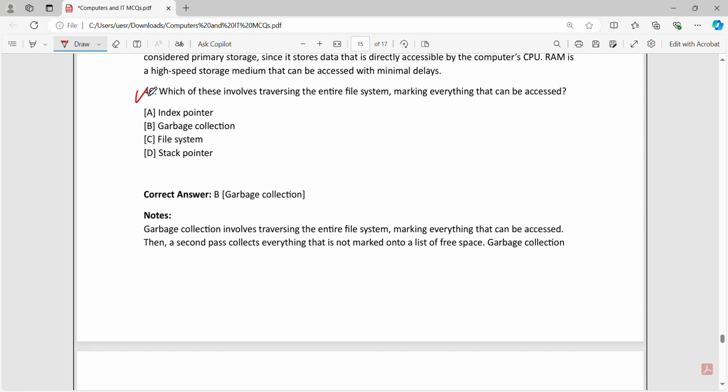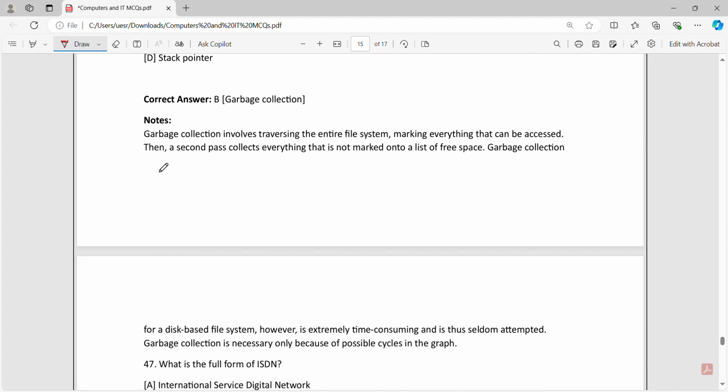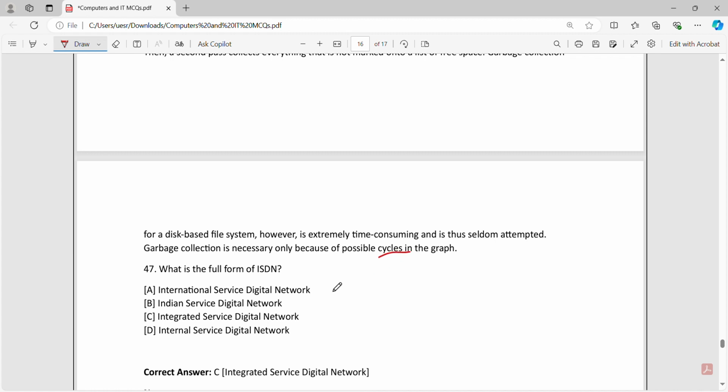Question number 46. Which of these involves traversing the entire system, marking everything that can be accessed? So the answer is garbage collection, B. Garbage collection involves traversing the entire file system, marking everything that can be accessed. Then a second pass collects everything that is not marked onto a list of free space. Garbage collection for a disk-based file system, however, is extremely time consuming and is thus seldom attempted. Garbage collection is necessary only because of possible cycles in the graph.